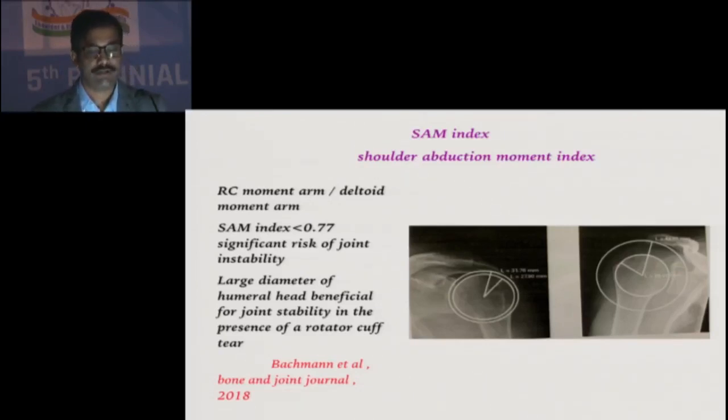There's something called the SAM index, the shoulder abduction moment index, which is a ratio between the rotator cuff moment arm and the deltoid moment arm. I'm not going into the details of all those things, but it means that the rotator cuff moment arm has to balance the deltoid moment arm to prevent superior subluxation of the humeral head.